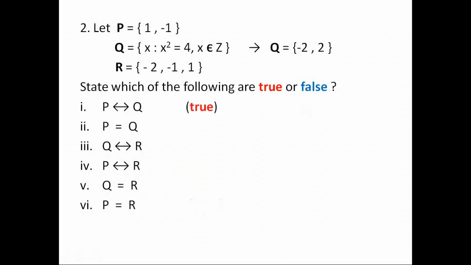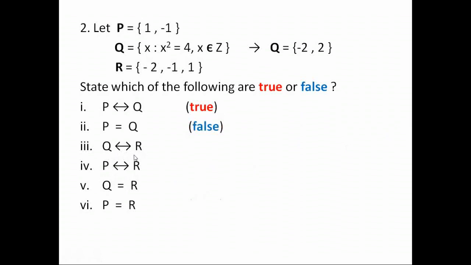Next, P is equal to Q. Now for being equal, the set should contain the same elements. Means the elements should be the same, not just the number. Anyways, the number of elements should be the same, but the elements themselves should be the same elements. So here set P has 1 and -1. And what are the elements of Q? -2 and 2. Are the elements the same? No. So it means this is false.